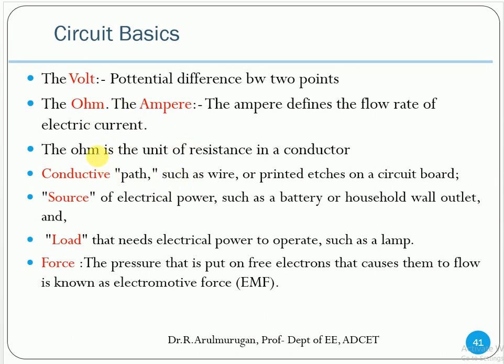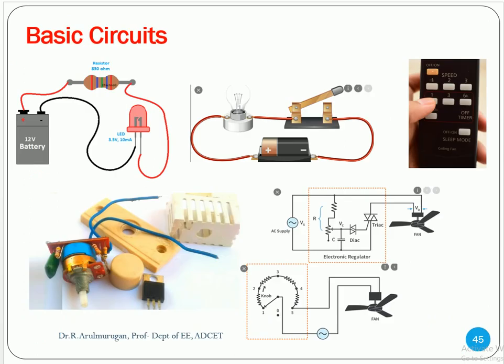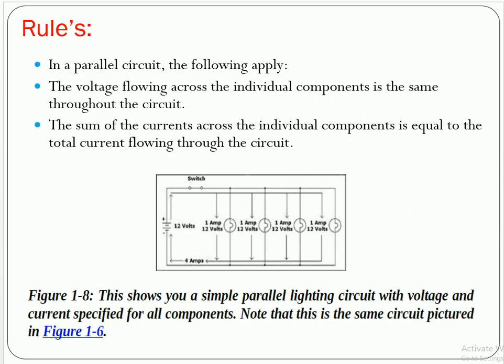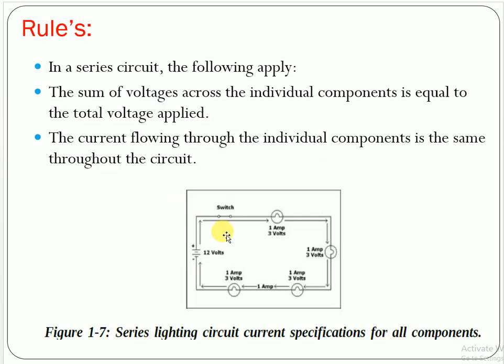The ohm is the unit of resistance. It opposes the flow of the current. Conductive wires are the wiring systems. Then source: AC source or DC source. Load means appliances, which we use. Then there are two ways of connecting: one is series connections, and another is parallel connections.